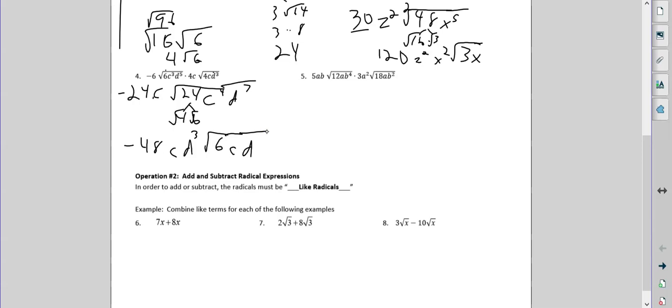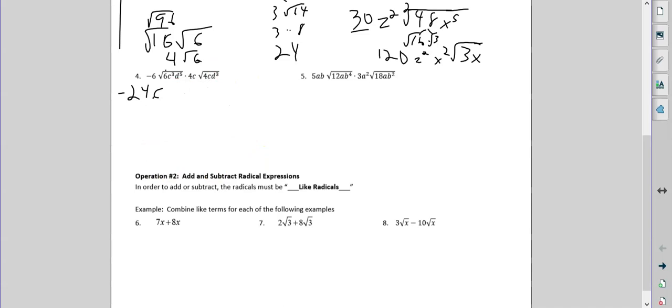Now, I'm going to erase that real quickly and just start over, sort of, to show you how you could have saved a little bit of time or done it differently. Not a big deal. So I could have recognized that this 4 would come out as a 2. Times 4 is 8. Times negative 6 is negative 48. And I could have done the negative 48 right away.